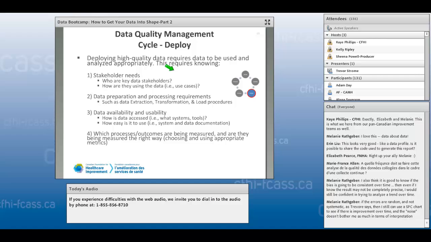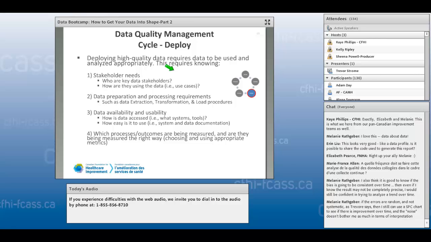But when we're deploying projects, when we want to ensure that we have high-quality data, we need to know how that data is being used. So what are the stakeholders' needs? How are they going to be using the data? Can we have use cases, for example, that describe the reports they want to run? It goes back to the discussion about the data people and the quality improvement people: have that discussion and understand how and why data is being used.